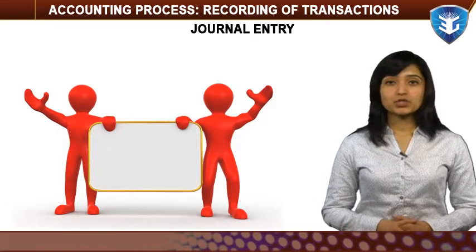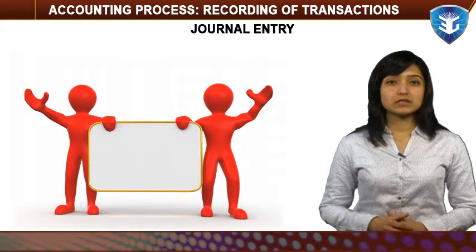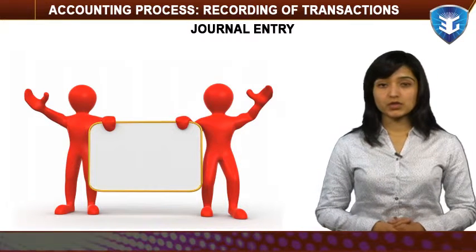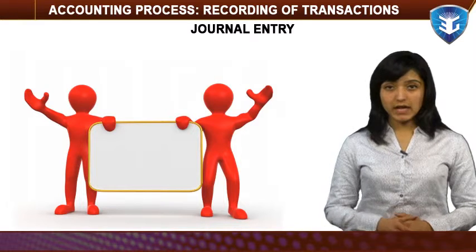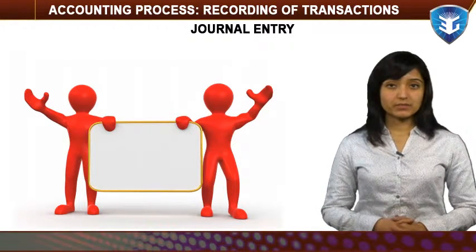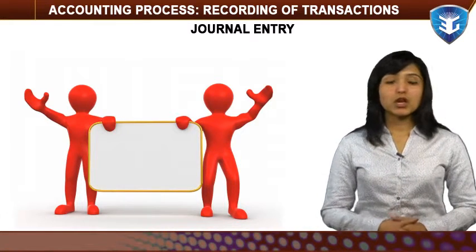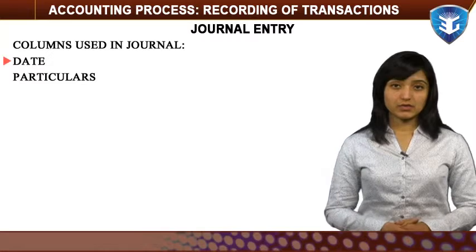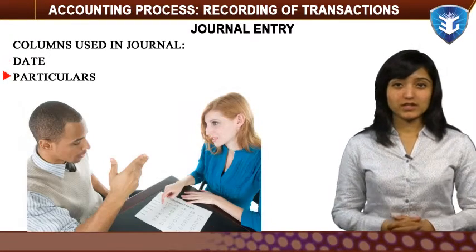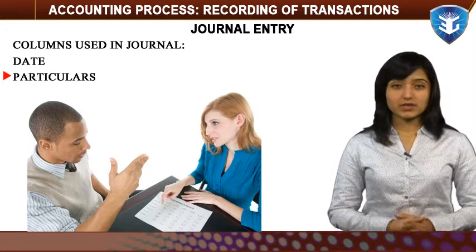Journal entry. A journal is a primary book of accounts in which all transactions of a business are recorded in the form of entries. You can also define the journal as a chronological, in order of date, record of the transactions of a business. The process of recording a transaction in a journal is known as journalizing. Date. Records the date when a transaction is made. Particulars. Records the name of the debit and credit accounts affected by a transaction.